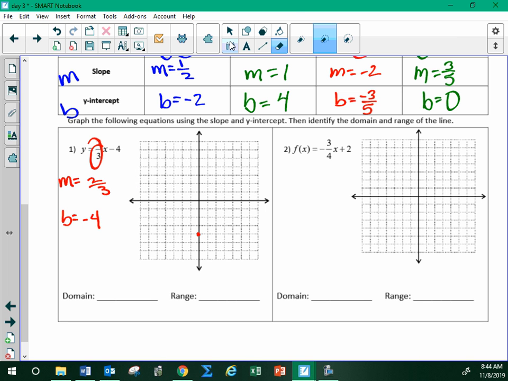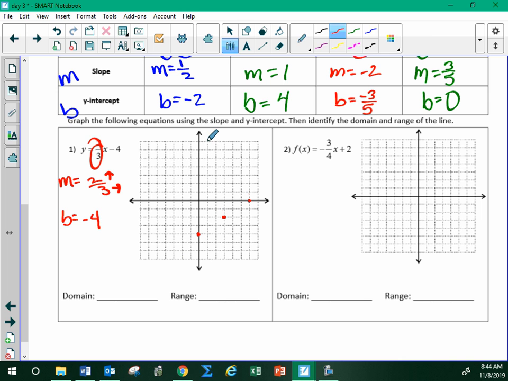Because they're both positive, that means I'm going up 2 and to the right 3. So I'm just going to count from my point that I just did, up 1, 2, and to the right, 1, 2, 3. That's my next stop. And then from there, we just keep going. Up 1, 2, over 1, 2, 3. I would keep going except I'd go off the graph, so I don't need to worry about that.